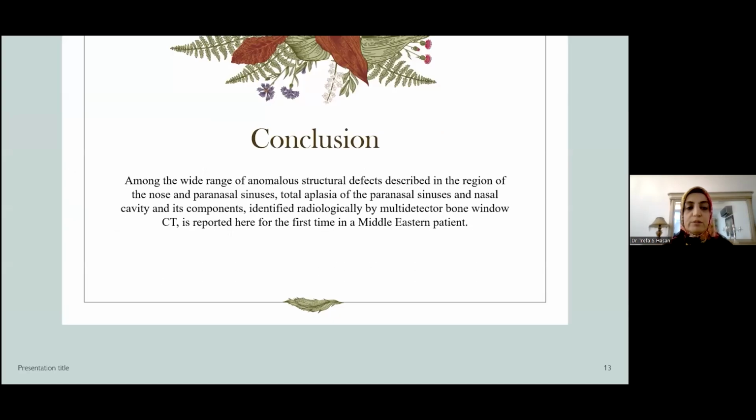So conclusively, among the wide range of anomalous structural defects described in the region of nose and paranasal sinuses, total aplasia of paranasal sinus and nasal cavity and its components has not been reported to my knowledge so far, but has been identified radiologically by multi-detector bone window CT in my hospital in a patient from the Middle East.